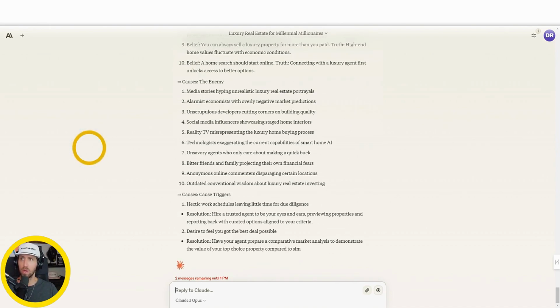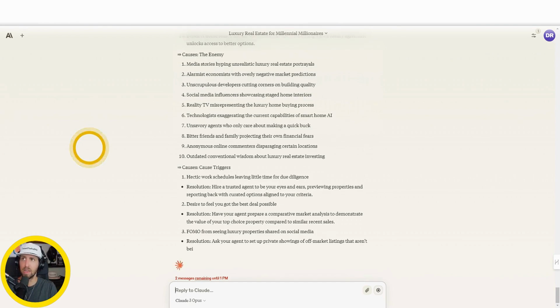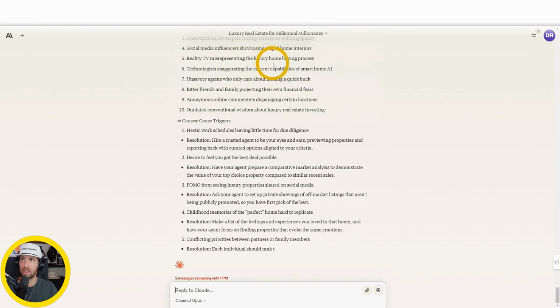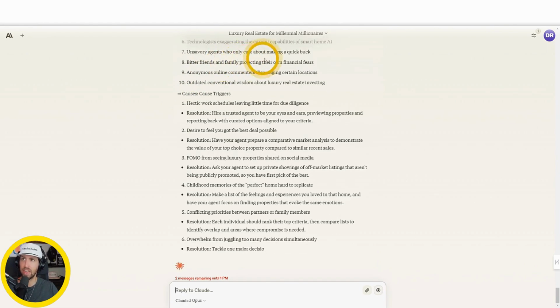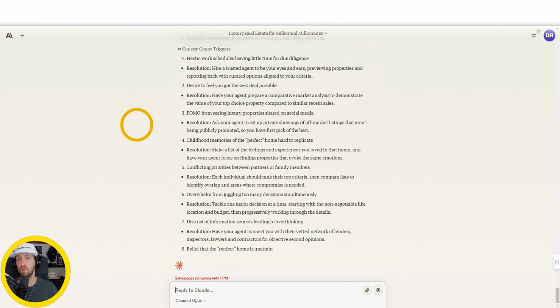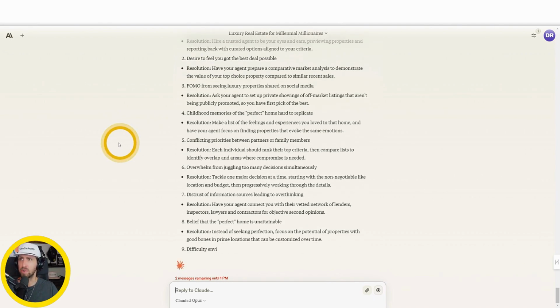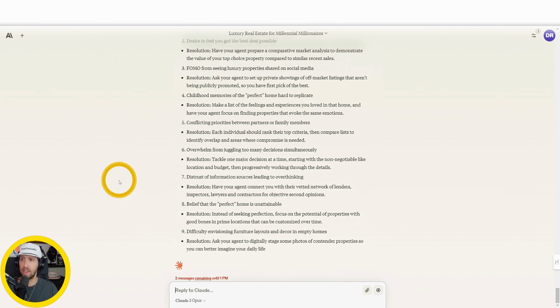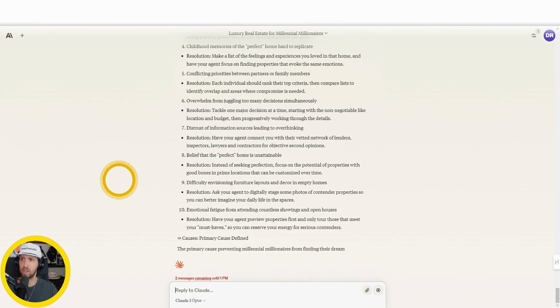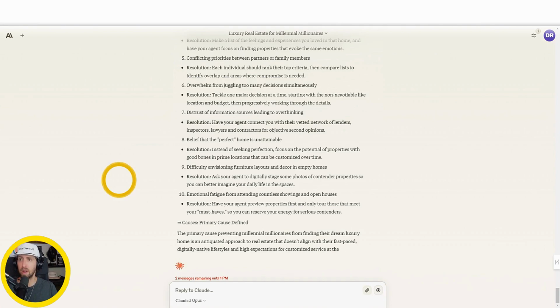How can you position yourself against what is maybe negative or misrepresentation of reality TV, or unsavory agents who only care about making a quick buck, right? There's things that you can absolutely position yourself to go up against, and align yourself with this segment of the market specifically. So now we're getting into the primary cause to find.